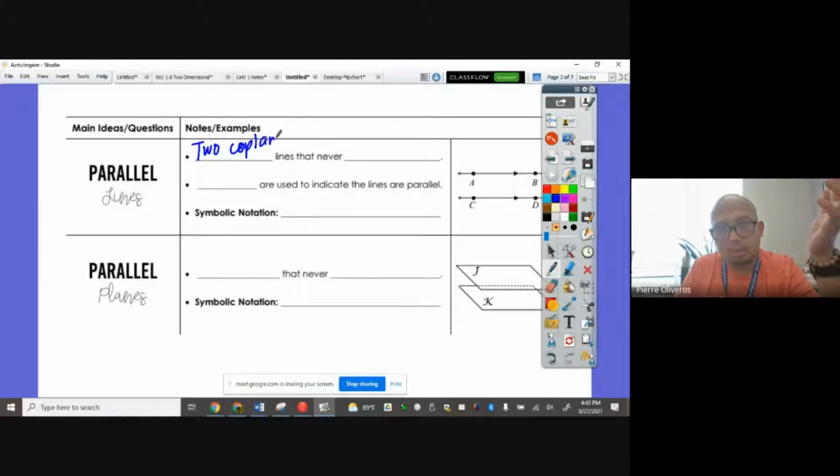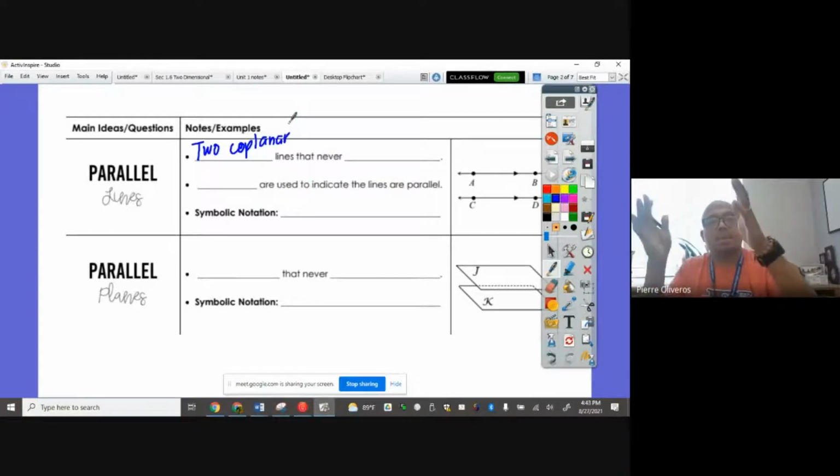Today we're going to learn about parallel lines and transversal line. The main idea, we have to know what are parallel lines, parallel planes, skew lines, and transversal. What are parallel lines? Parallel lines are two coplanar lines. What's the meaning of coplanar? Coplanar are lines or points that are on the same plane. So these are two coplanar lines. So this line must be on the same plane that never intersect.